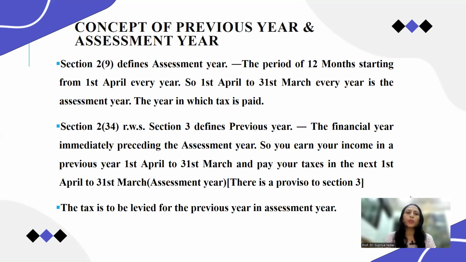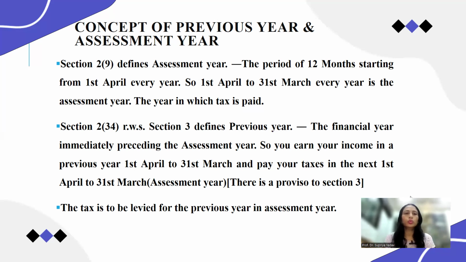Okay, so as per Section 2 Subsection 9, the assessment year is a period of 12 months starting from 1st April every year. So it's 1st April to 31st March every year that is the assessment year, the year in which the tax is paid. Actually, it is the year in which the tax is actually calculated and assessed. Okay, this is what the assessment year is.